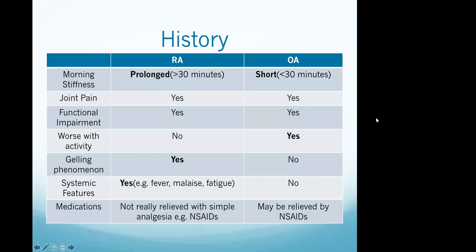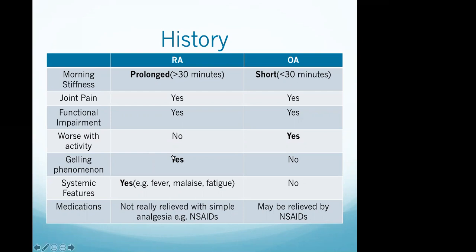So the history to compare the two. The morning stiffness for osteo tends to be short-lived, whereas RA, it goes for a really long time. So it's got a prolonged morning stiffness. Having joint pain and functional impairment is going to be fairly similar between the two. But osteo is worse with activity because we have that problem, the bones grinding up with each other.